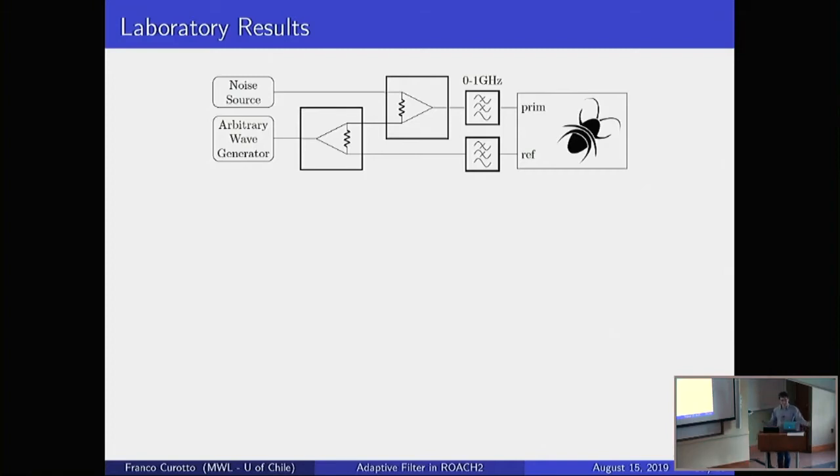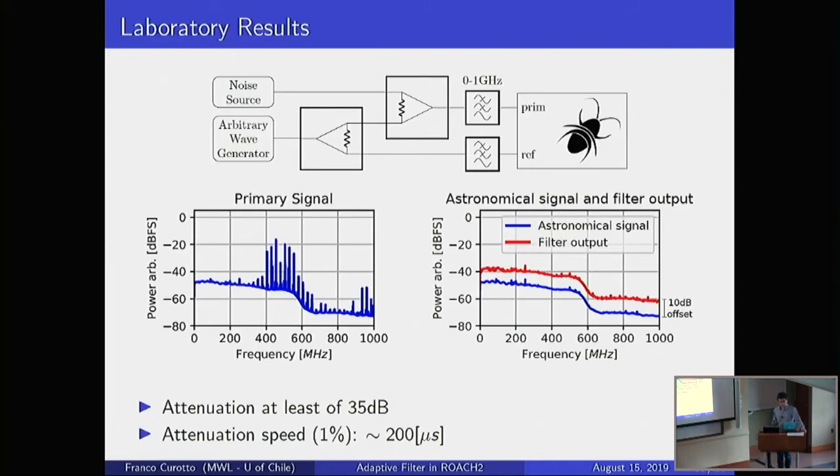So perfect. That's the implementation. We understand the math. And now let's see the results, right? The first set of results is a laboratory test. It's a very simple diagram where my astronomical signal is simulated with a noise source and my interference is simulated with an arbitrary wave generator. I combine them and then I fed it to the ROACH board. Let's see how the results are.